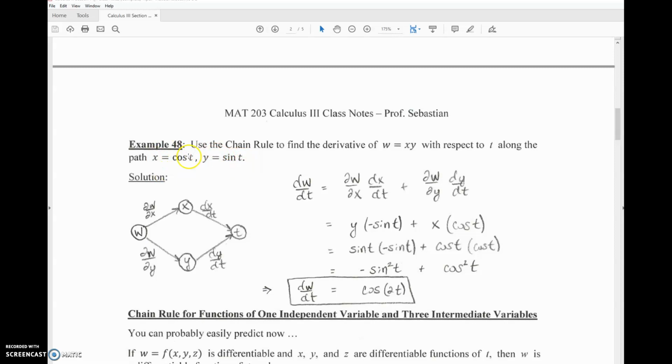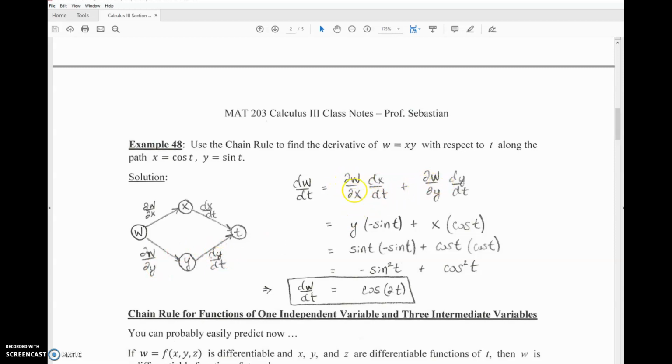So actually, that's a circle. We're parameterizing a circle. So w equals x times y along this circle. In other words, x equals cosine t, y equals sine of t. So if I want the derivative of w with respect to t, and I set up my branch diagram, I see it's partial w with respect to x times dx/dt, plus partial w with respect to y times dy/dt. Again, there's the formula.